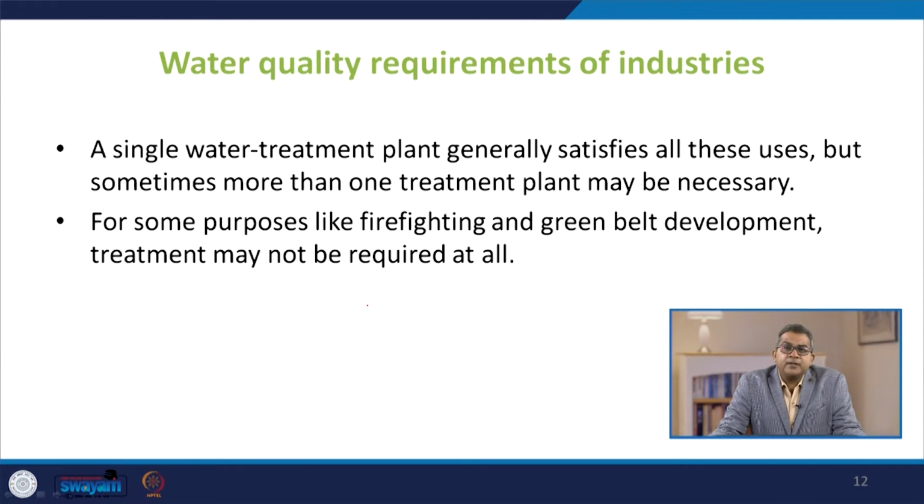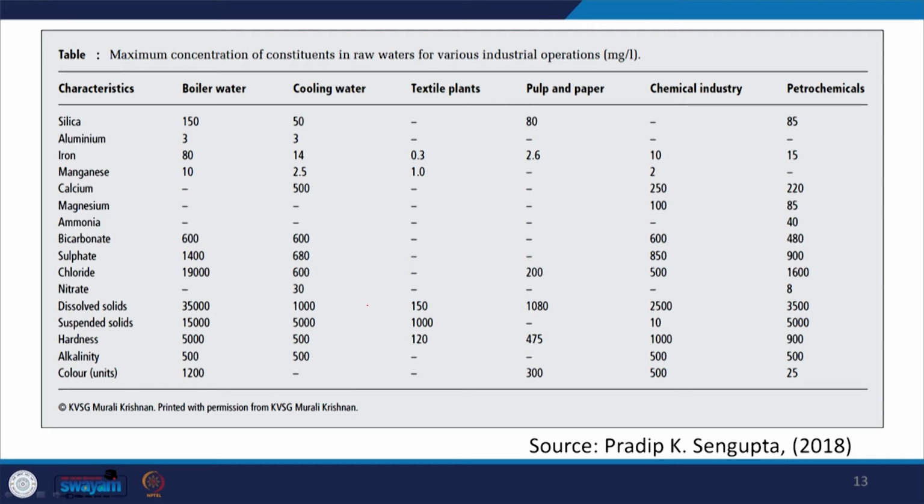A single water treatment plant generally satisfies all these uses, but sometimes more than one treatment plant may be necessary. For some purposes, like firefighting and green belt development, the treatment may not be required at all, or if required, then only up to a very minimal number of steps.